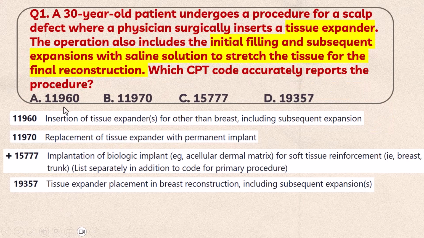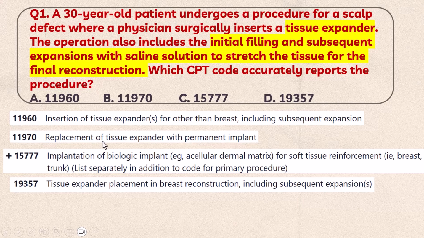So first go to the code. First code 11960. It says insertion of tissue expander for other than breast, including subsequent expansion. So this is exactly our procedure, that is the expander inserted and subsequent expansion. Here the procedure is done on the scalp, so other than breast. So this code is more suitable for the answer. Let's check other answers as well.